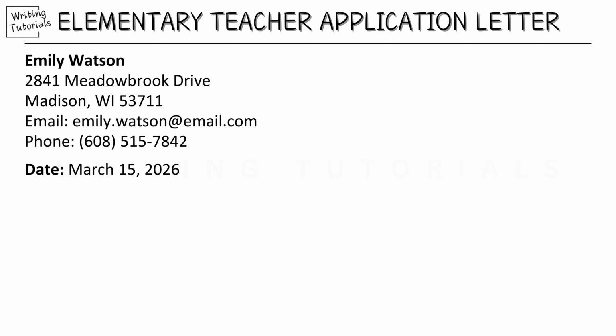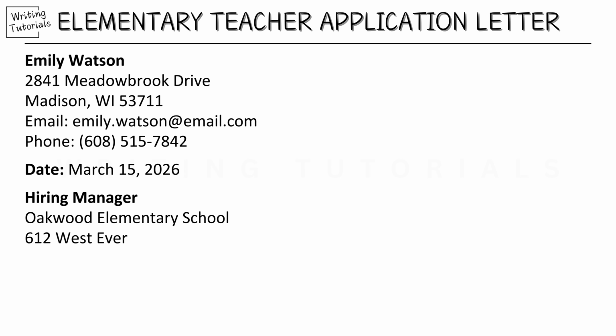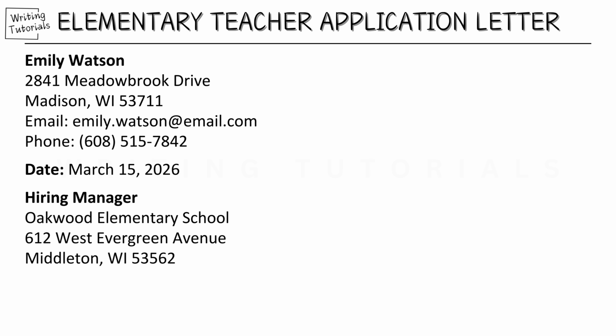After that, we write the receiver's details. This section shows who the letter is addressed to and where it is being sent. It usually includes the job title, the school name, and the school's address. This tells the reader that the letter is written specifically for them, not copied and sent everywhere. In this letter, the receiver's details are: Hiring Manager, Oakwood Elementary School, 612 West Evergreen Avenue, Middleton, Wisconsin 53562.